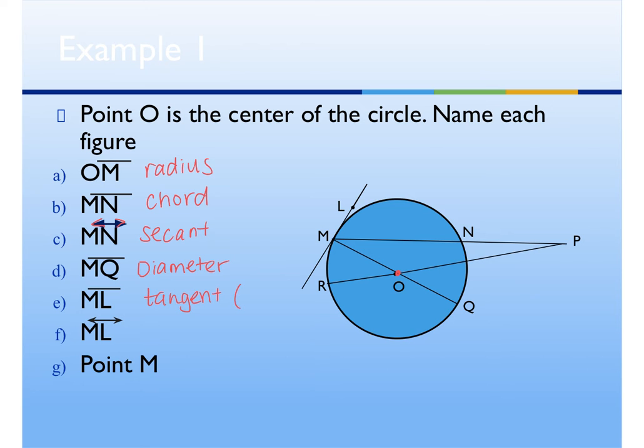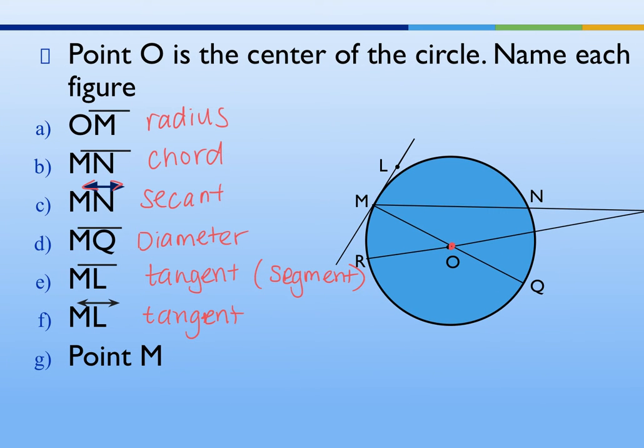Now, in parentheses, put that it is a tangent segment. It's not the actual tangent because the tangent must be a line, right? This is only a segment of that line. Do you guys see that? And then ML is your tangent regular because normal tangent is a line. It's an actual line.